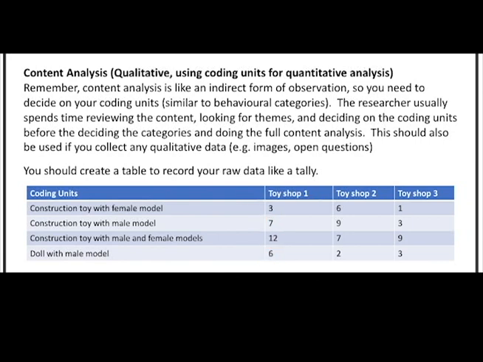If you're doing more than one sample, such as more than one toy shop, you could do the same for each one and compare the results. For example, comparing the percentage of construction toys with a male model in toy shop 1 to the same category in toy shop 2. You could also summarise the data for each category by working out the average number of construction toys with a male model across all 3 toy shops, then do the same for each category.